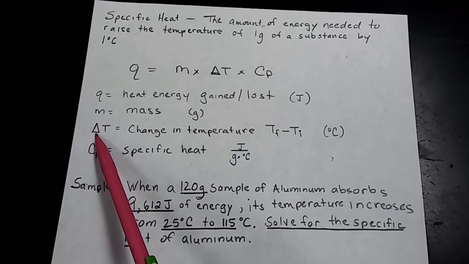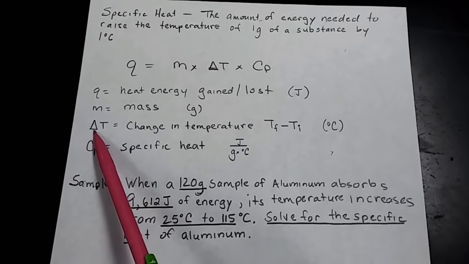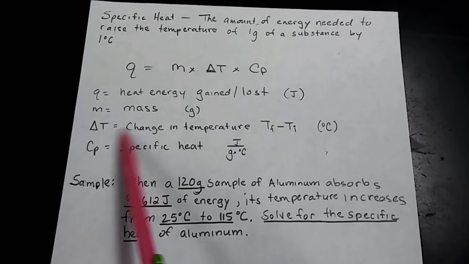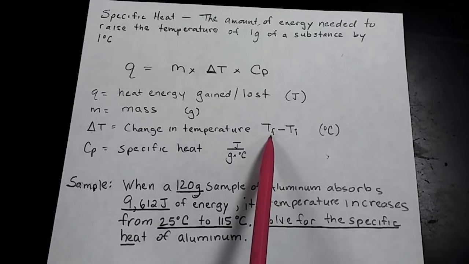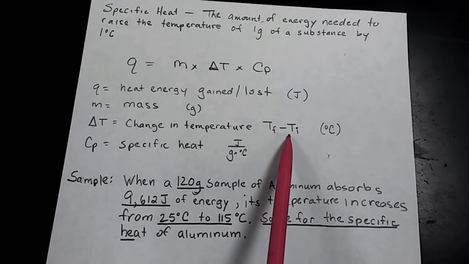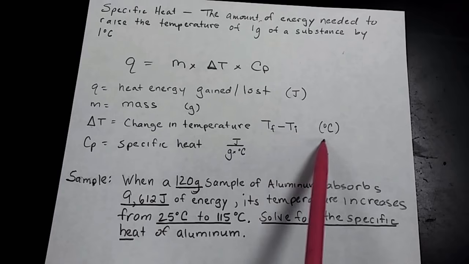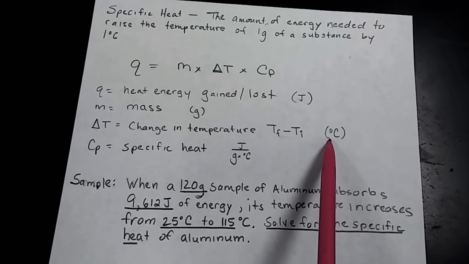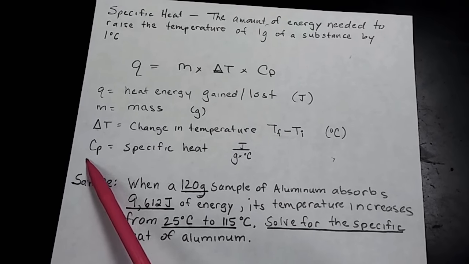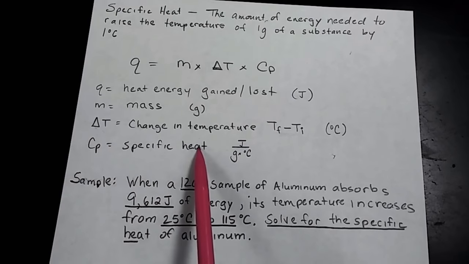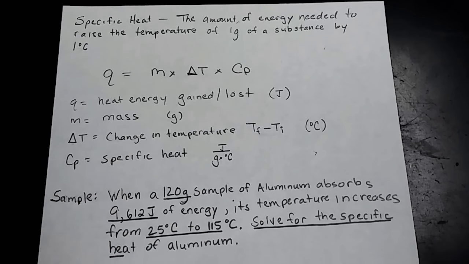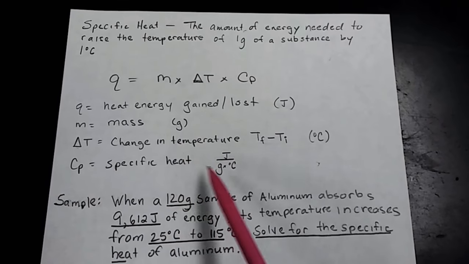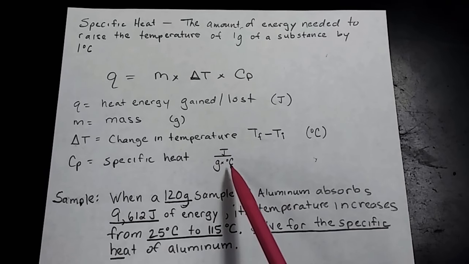Delta T, this little triangle is delta, and it stands for the word change, so it's a change in temperature. That's when they give you two temperatures and you subtract them. In this case, it would be final minus initial, TF minus TI, and we find those numbers in degrees Celsius. And then we have CP, which stands for specific heat, and that one has the units joules over grams times degrees Celsius.